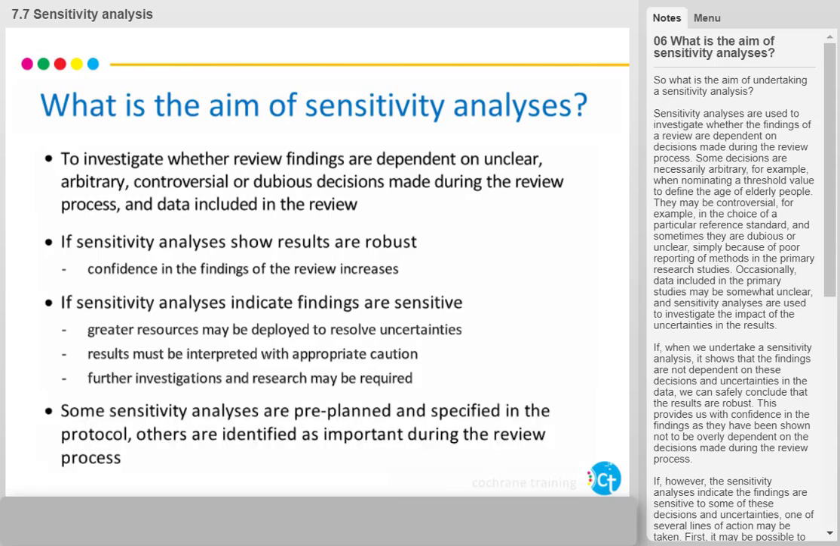The protocol for a Cochrane review should, as far as possible, describe the sensitivity analyses which will be undertaken. Sometimes it is possible to anticipate sensitivity analyses. For example, if it is known that studies may have used a mixture of reference standards, some less accurate than others, you may decide to pre-plan a sensitivity analysis for your review that restricts included studies only to those which use the most certain reference standard. However, many sensitivity analyses cannot be anticipated and are identified as being of importance during the review process.